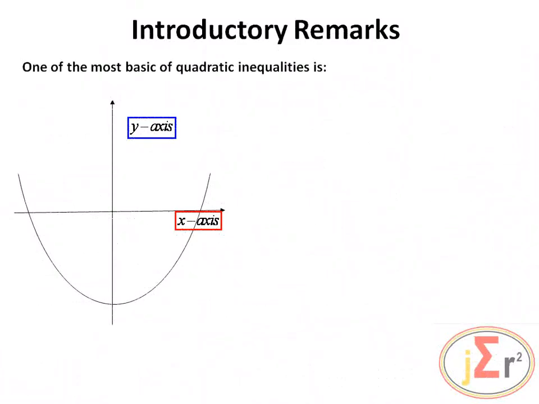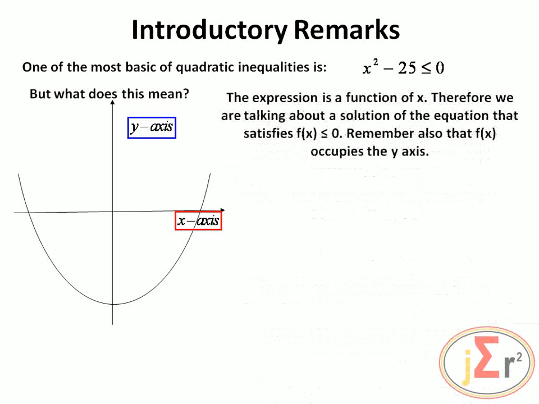One of the most basic of quadratic inequalities is the one that we have right there. x squared minus 25 is less than or equal to 0. But what does this mean? The expression is a function of x. Therefore, we are talking about a solution of the equation that satisfies f(x) is less than or equal to 0. Remember also that f(x) occupies the y-axis.